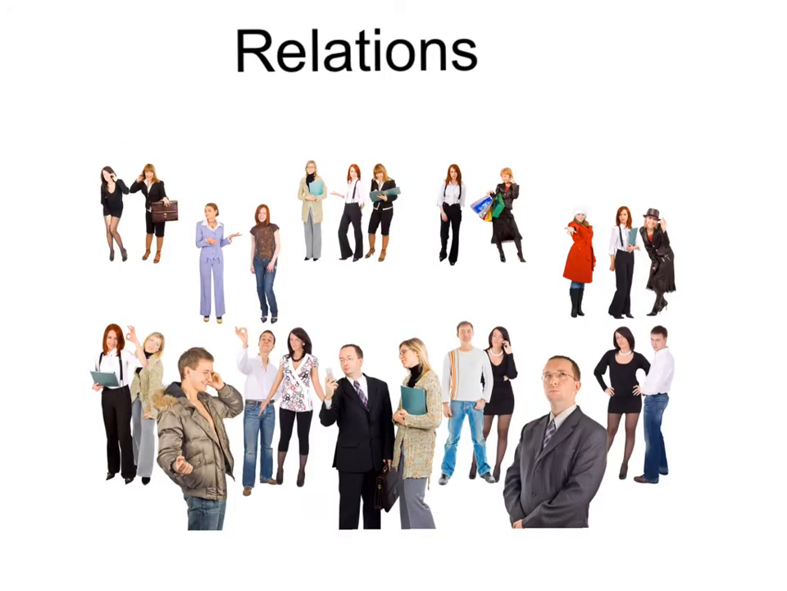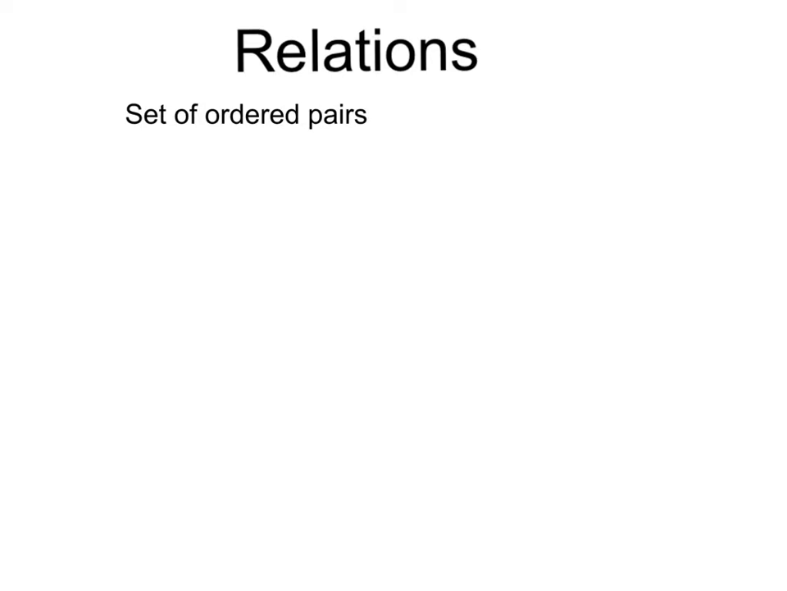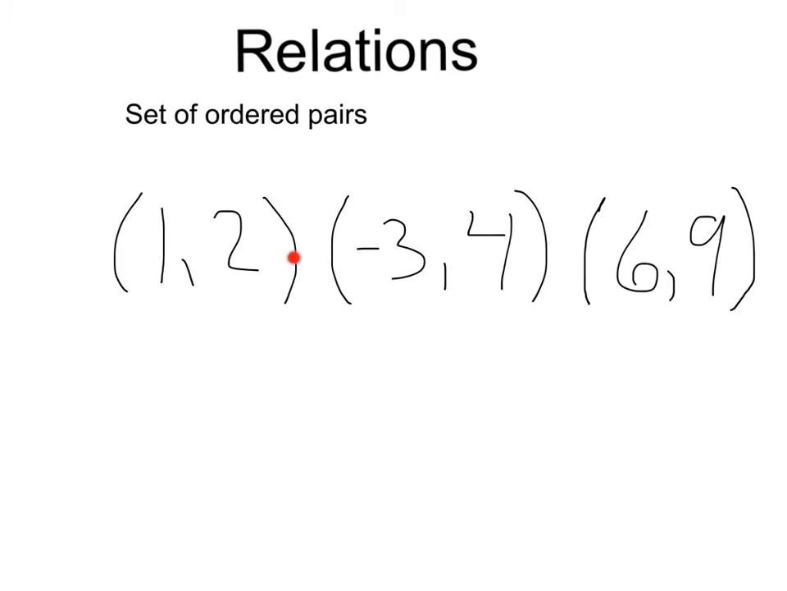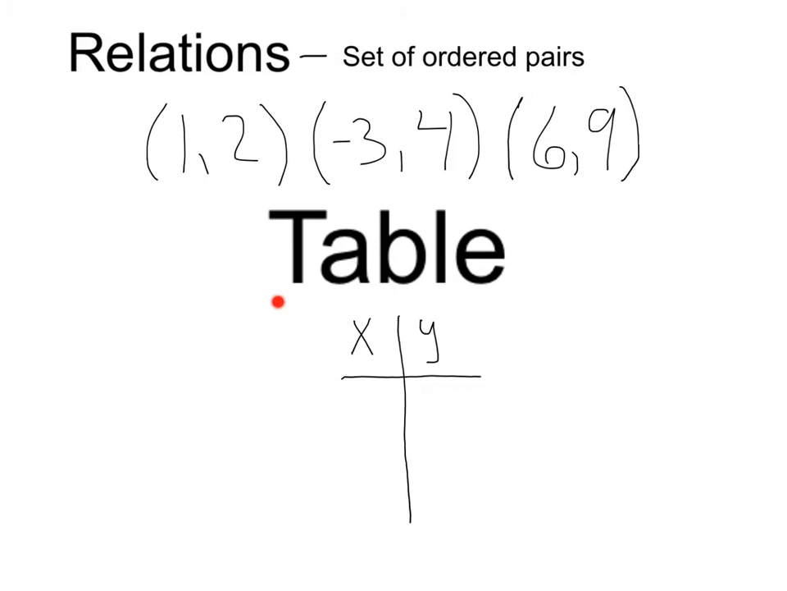Let's start with relations. Now in life there's all kinds of different relationships, but in math, we think of relationships as a set of ordered pairs like this below. We've got (1, 2), (-3, 4), (6, 9), and any set of ordered pairs can be represented in, we'll say, 3 different ways. First way is a table.